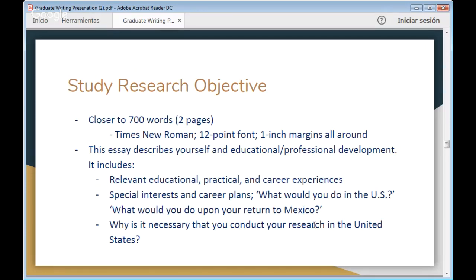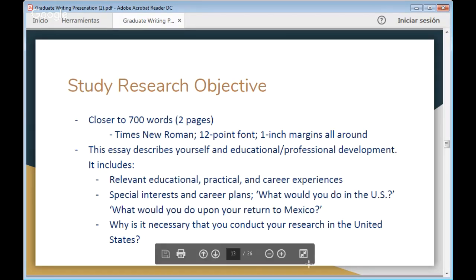So use Times New Roman as the font, the 12-point size, 1-inch margins all around. If your personal statement talks about your past and how that led you to your present state, your study research objective is focusing on the future. So what it is that you want to study, what project you have in mind, why that institution in particular is particularly relevant to you and your studies. So when you're writing this, you want to focus on what it is you want to do at the institution.